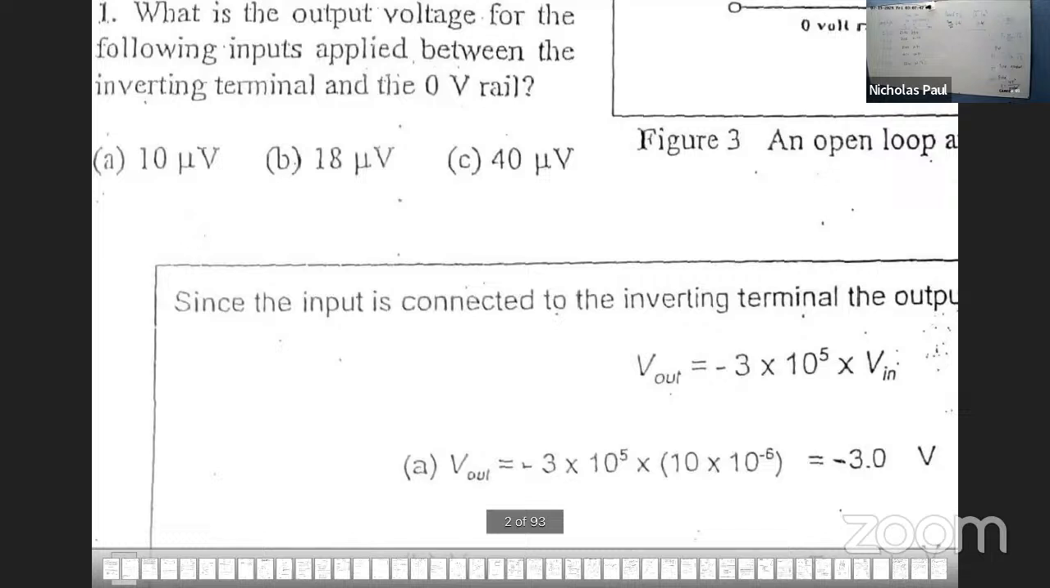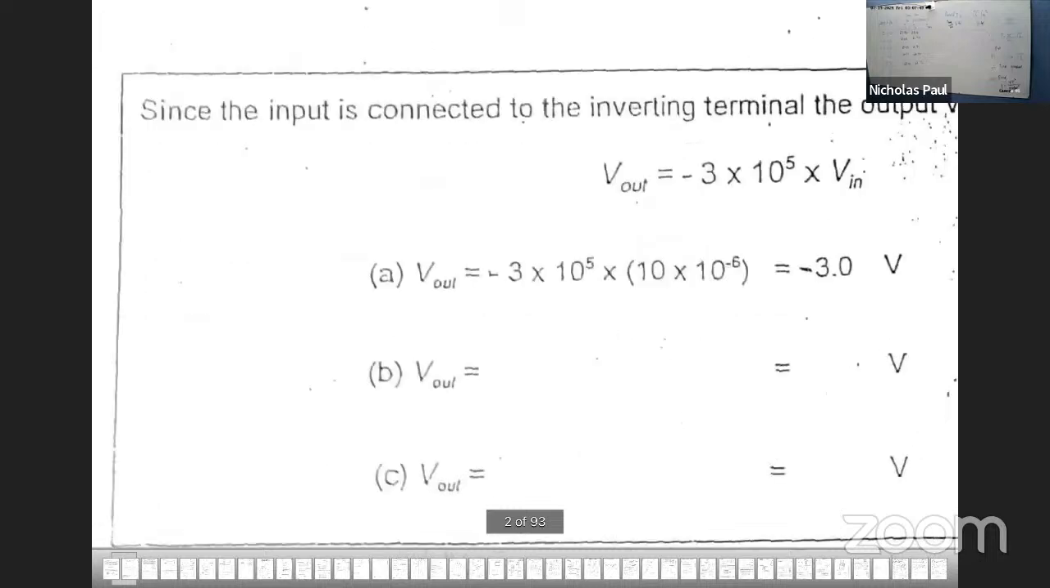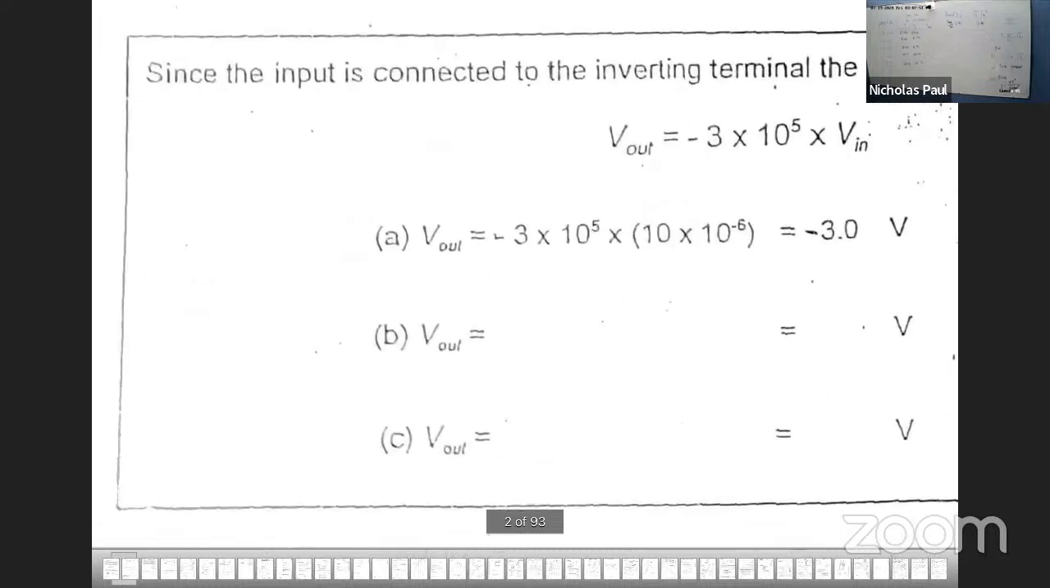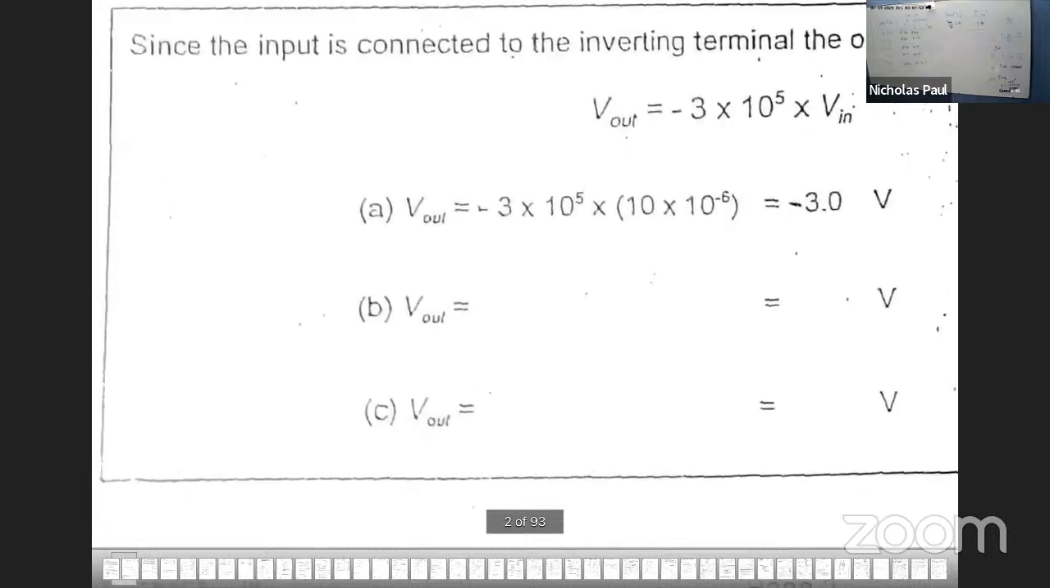Are you all done? So B and C, now it's 18 and 40, right? So that'll be minus 3 by 10 to the 5. Because of the inverse, you're putting negative by the gain. We could just switch the sign at the end.